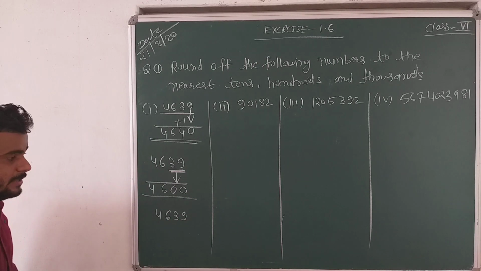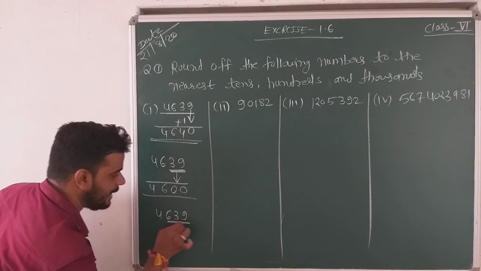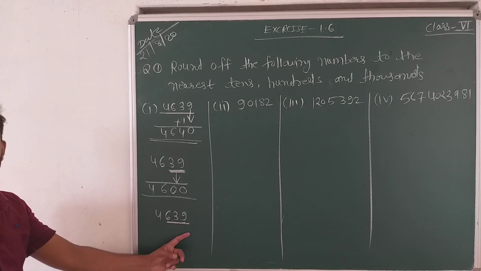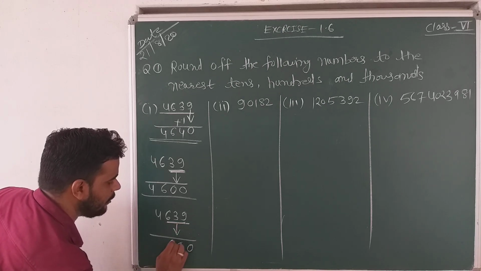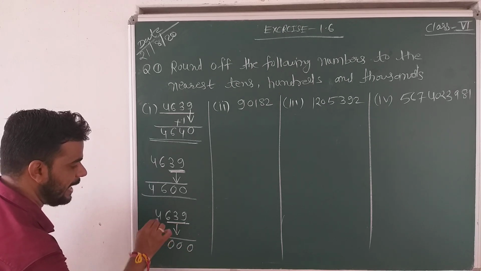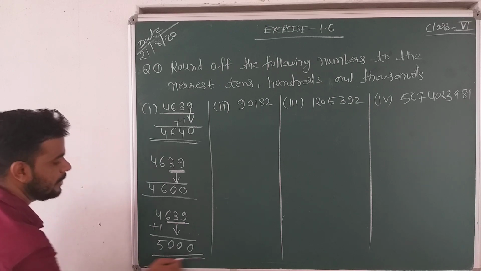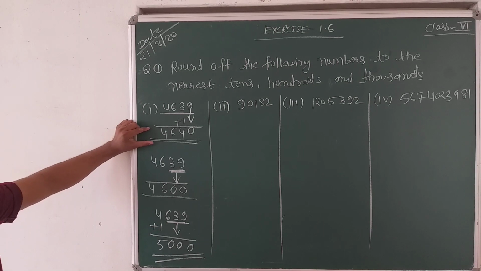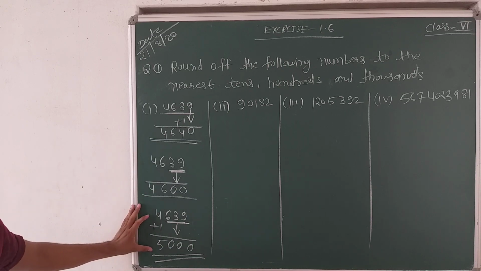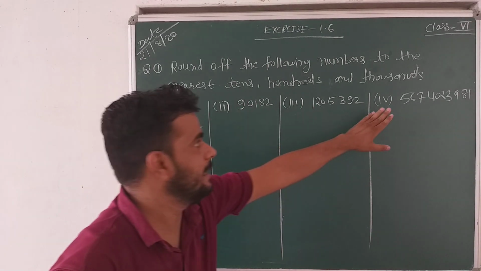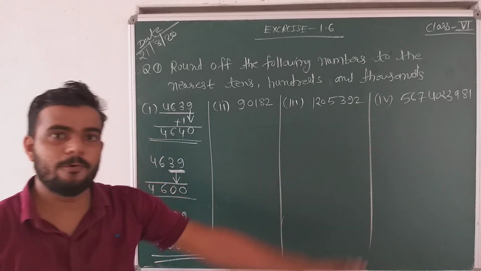The next, 4639. For the nearest 1000, the last three digits are 639, more than 500. So instead of 639, directly we will write 000, and in front of that 4 we will add 1. 4 plus 1 is 5000. So this is nearest 10, nearest 100 and nearest 1000. So like this you solve all three: second, third and fourth.